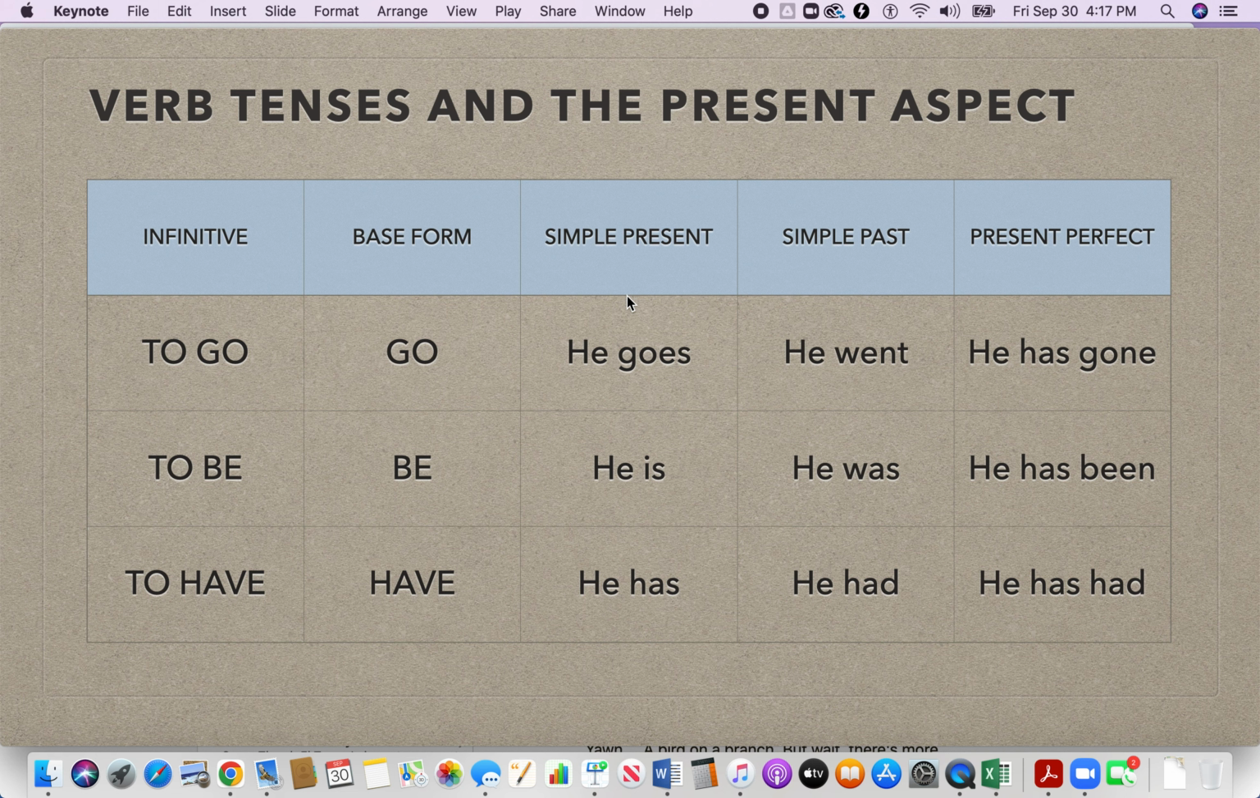To be, the base form is just be. He is, he was, he has been. And to have, the base form is have. The simple present is he has. The simple past is he had. And the present perfect is he has had.